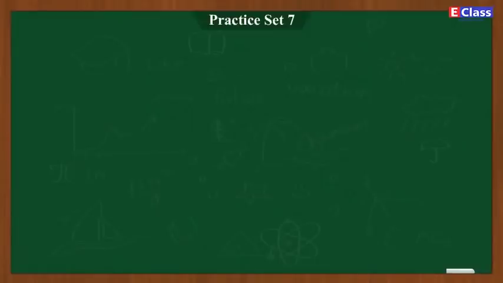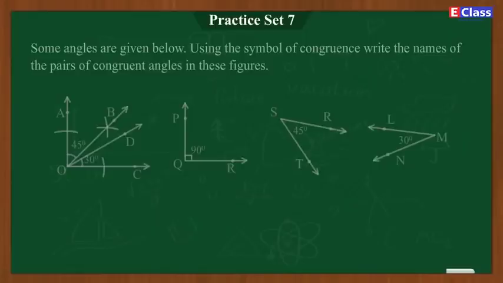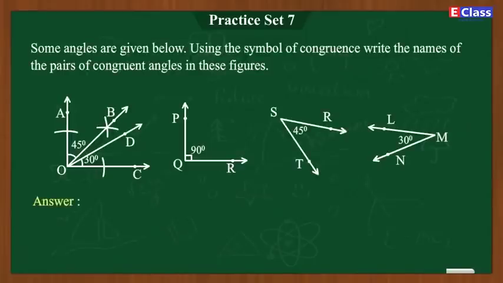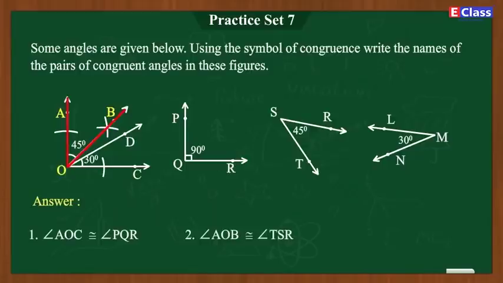Question. Some angles are given below. Using the symbol of congruence, write the names of the pairs of congruent angles in these figures. Answer. 1. Angle AOC is congruent to angle PQR. 2. Angle AOB is congruent to angle TSR. 3. Angle DOC is congruent to angle LMN.